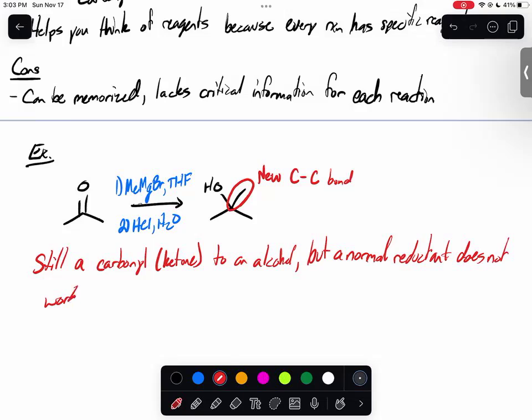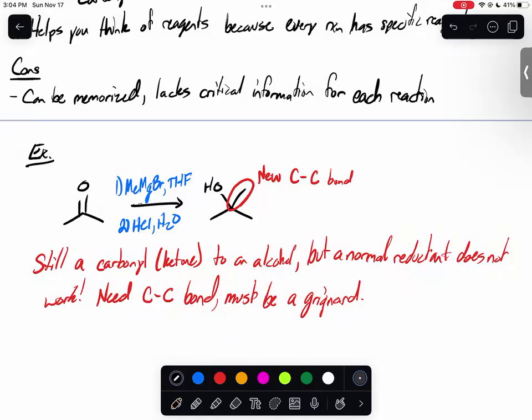Right? If we need that C-C bond, it must be a Grignard. So you can use these roadmaps to help really figure out exactly where you're going with everything. But the more important thing is don't use it as a crutch to just assume everything makes sense, right? You still need to understand the intricacies of each reaction. So with that being said, that's where the third approach comes in.